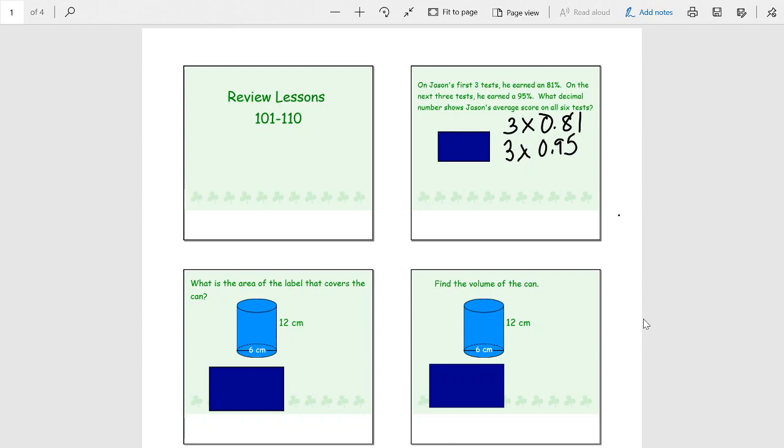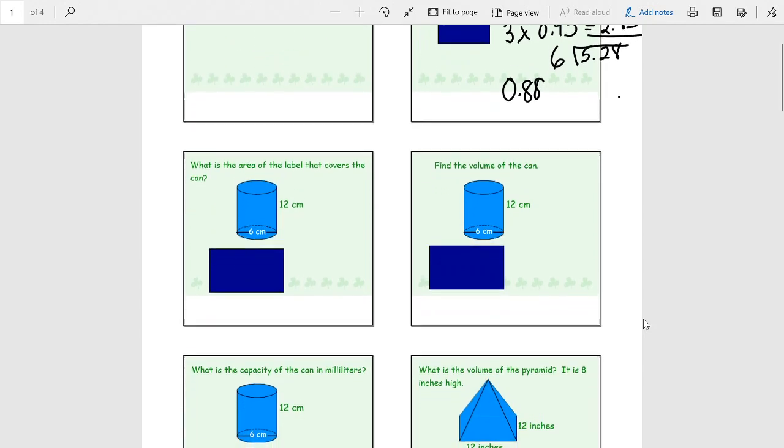So go ahead and multiply those out, and 3 of 81% gives me 2.43, and 3 at 95 gives me 2.85. We can now actually add those up. This basically represents all of the points that he got on all of the 6 tests. And so when we add up this 2.85 and 2.43, we end up getting 5.28 that we can now find the average by dividing by those 6 tests that he took. When we divide by 6, we end up seeing that we have 0.88 as the decimal number that shows the average score on all 6 tests, or to make it more relatable, this is 88%.